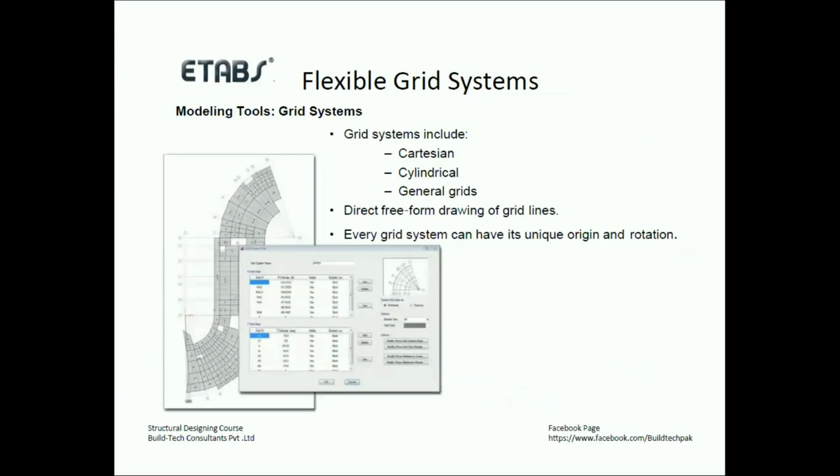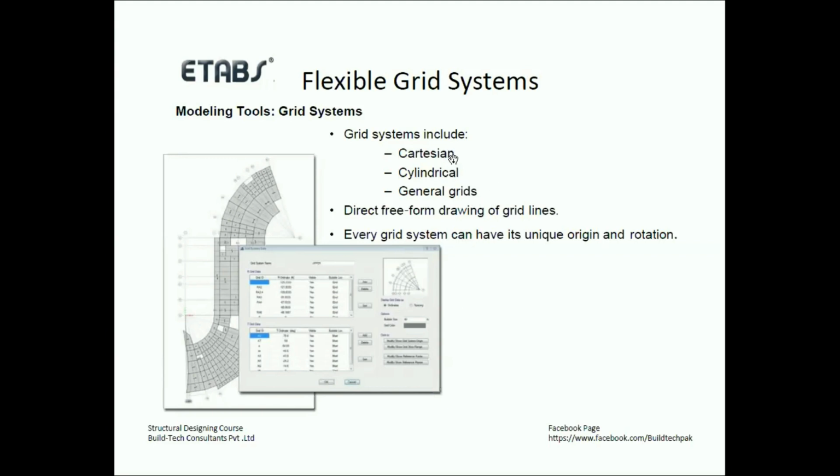Flexible grid system, you can even have rectangular, which is called a Cartesian grid systems. And if the building is in a curved form, so you can have cylindrical grid system as well. And the third option they have is a general grid system. Like if you want to make the building such that it's not lying in perpendicular, if it's not under Cartesian systems or not cylindrical system, so you can form your own grids. This comes under general grid system.